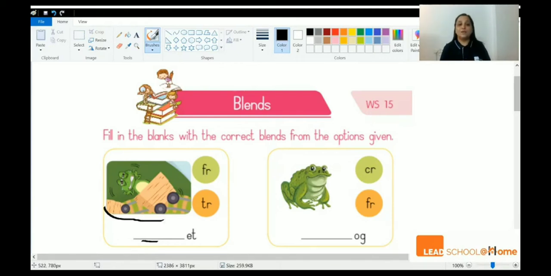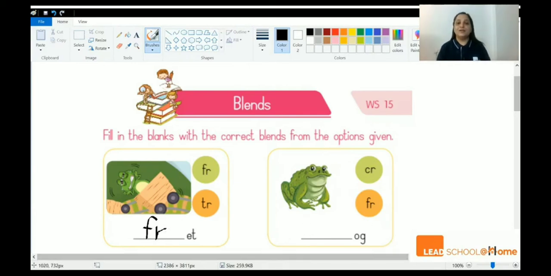So tell me, what is this picture? Yes, this is Fred. Now think of the blend in this word. What is the blend in this word? This one or this one? Think of the word Fred. Which is the blend? Correct. Fr. So we are going to write the blend fr here. Write it with me in your workbook.